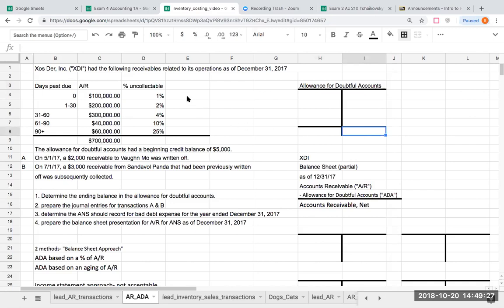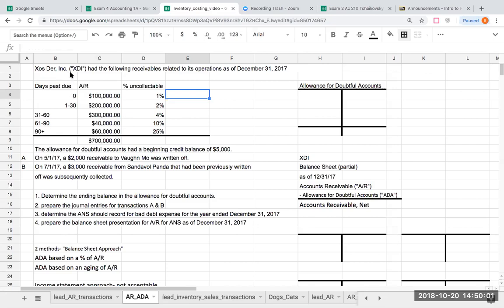But when we're using an aging method, what we're really trying to do is look at this amount of receivables and break it down by category. And why is this going to be helpful? Because as we look at receivables, the longer it takes to collect, the more unlikely we are going to be able to collect. So it's very important for us to look at receivables in terms of these various categories. So let's take a look here.